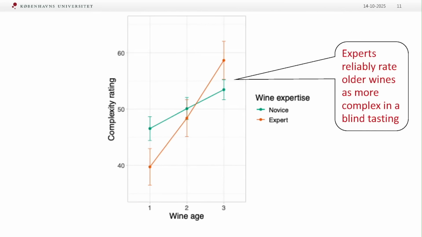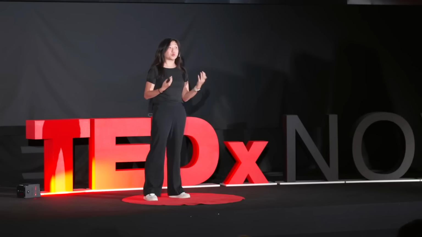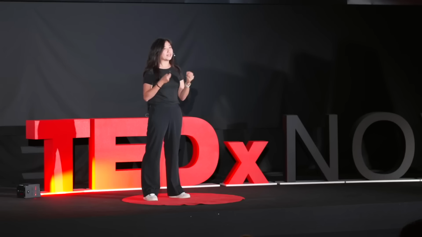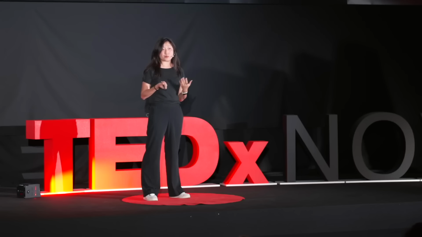But if you look at the experts in the orange line, right, the curve is much more steep. And here we can actually see that for experts, in a blind tasting with black glasses, where they couldn't see the color, they actually do consistently rate older wines as more complex. So in other words, there is something to this idea that as the wine ages, it gets more complex, as we can see here.